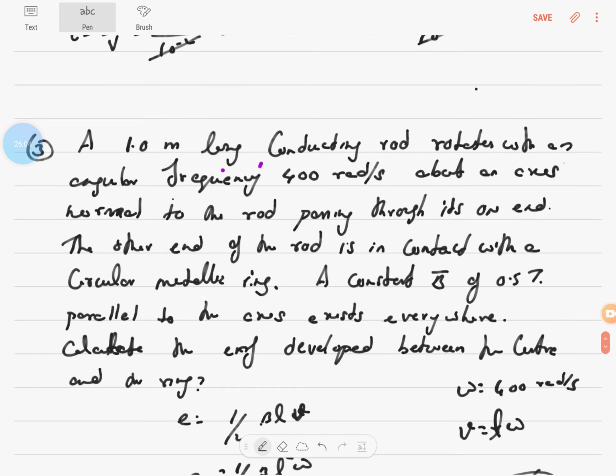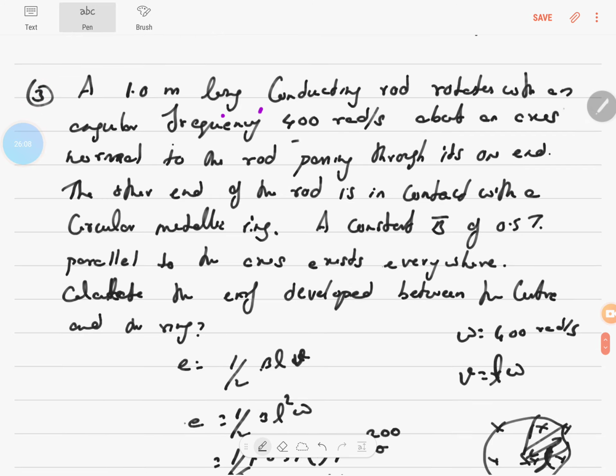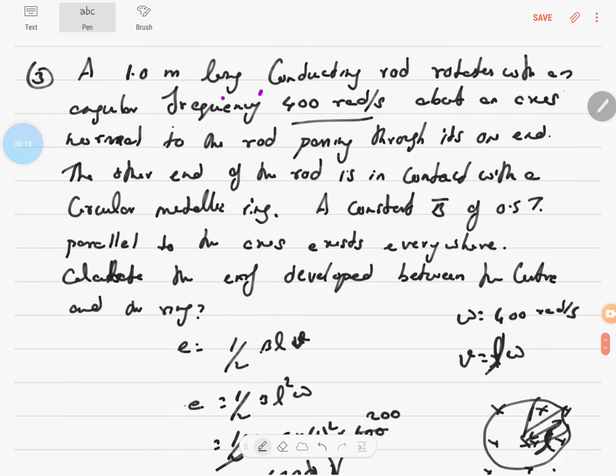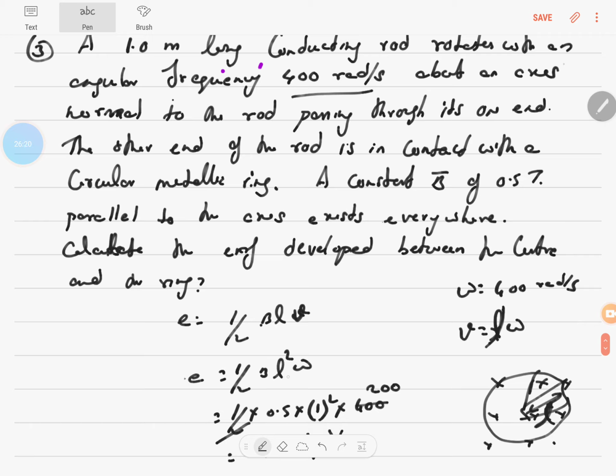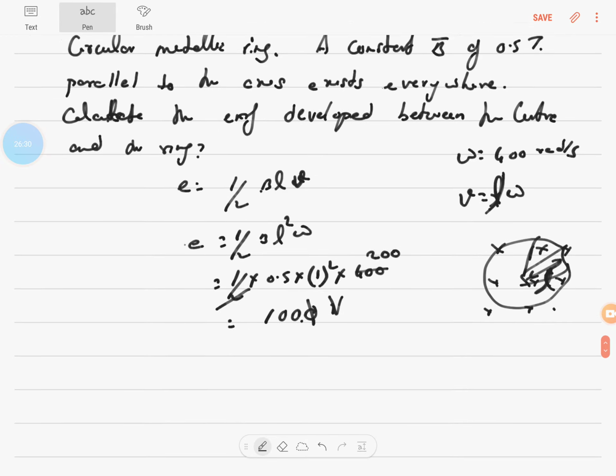A 1 meter long conducting rod rotates. Okay, angular velocity has been given. We decided it's going to be half, right? But linear velocity is r times angular velocity, in that case L, not r, because the rod's length is L. Substitute, you get half B L square omega. L, the length of the rod, has been given as 1 meter. Omega is 400 radians per second. The magnetic field has been given as 0.5 to expand the question. Just a matter of substituting.